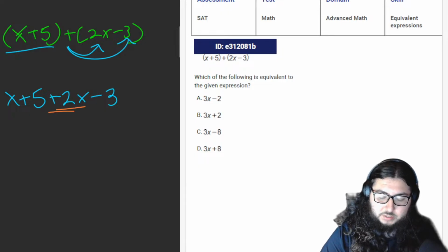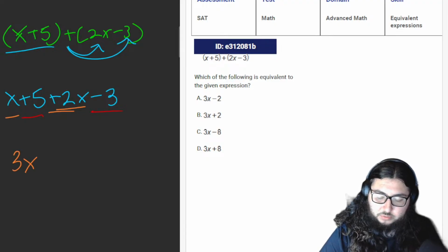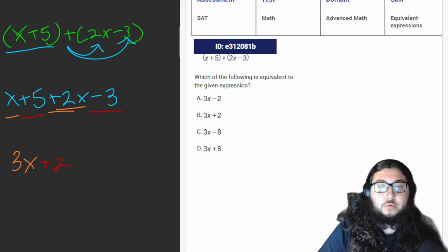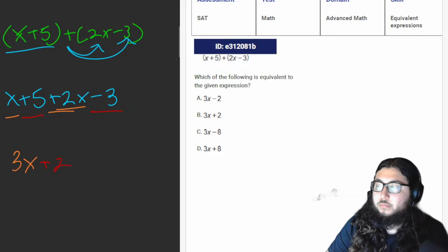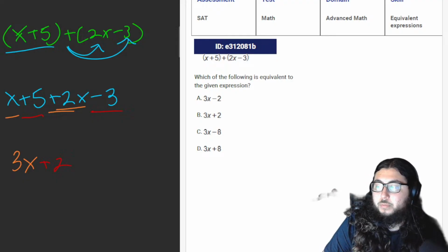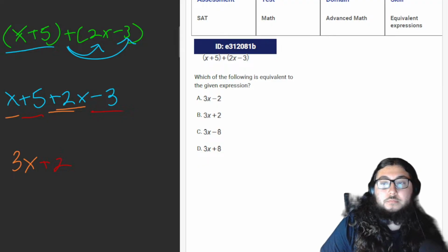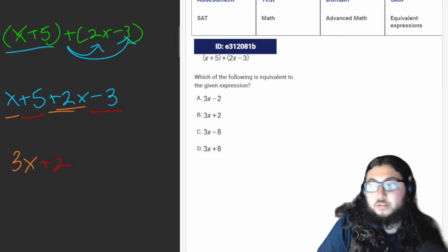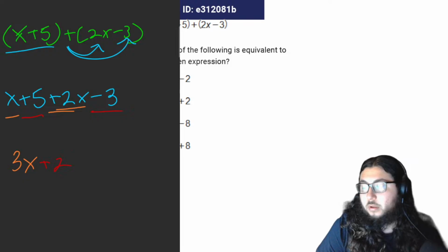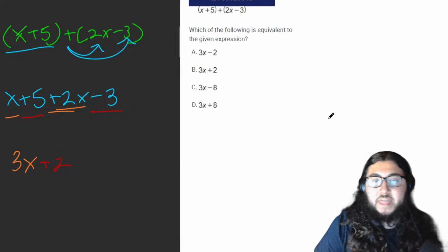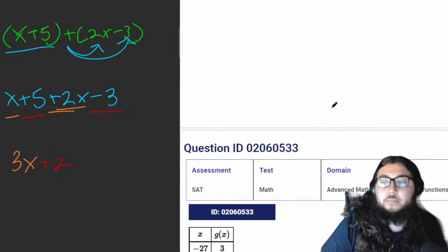So we have plus 2x. x plus 2x is 3x. Then we have plus 5 and minus 3. Positive 5 minus 3 is just 2. So 3x plus 2 is an equivalent expression. So B would be your correct answer. That one's pretty straightforward. So if there are no questions about that one, then we'll move on to the next one.